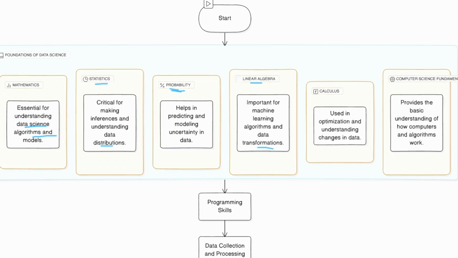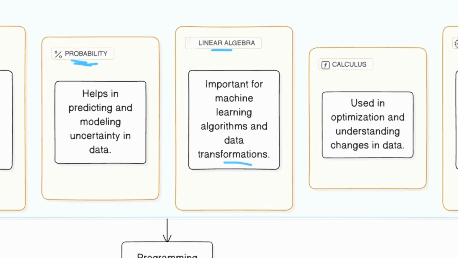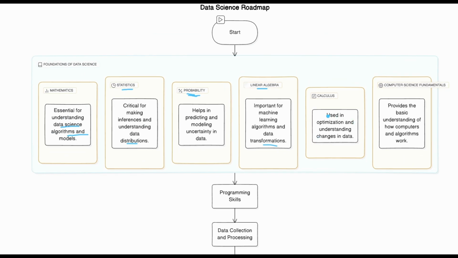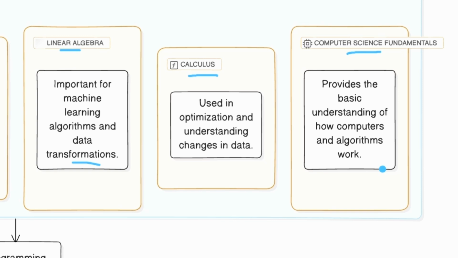And of course, linear algebra is one of the most fundamental, because regression and classification are the fundamental building blocks of the data science toolkit that you'll work with. So it's very important for machine learning algorithms, data transformation, etc. And calculus is used in optimization and understanding changes in data. And of course, you need some computer science fundamentals, which provide a basic understanding of how algorithms work, etc. Now, you don't have to become an expert at all these things to start with.